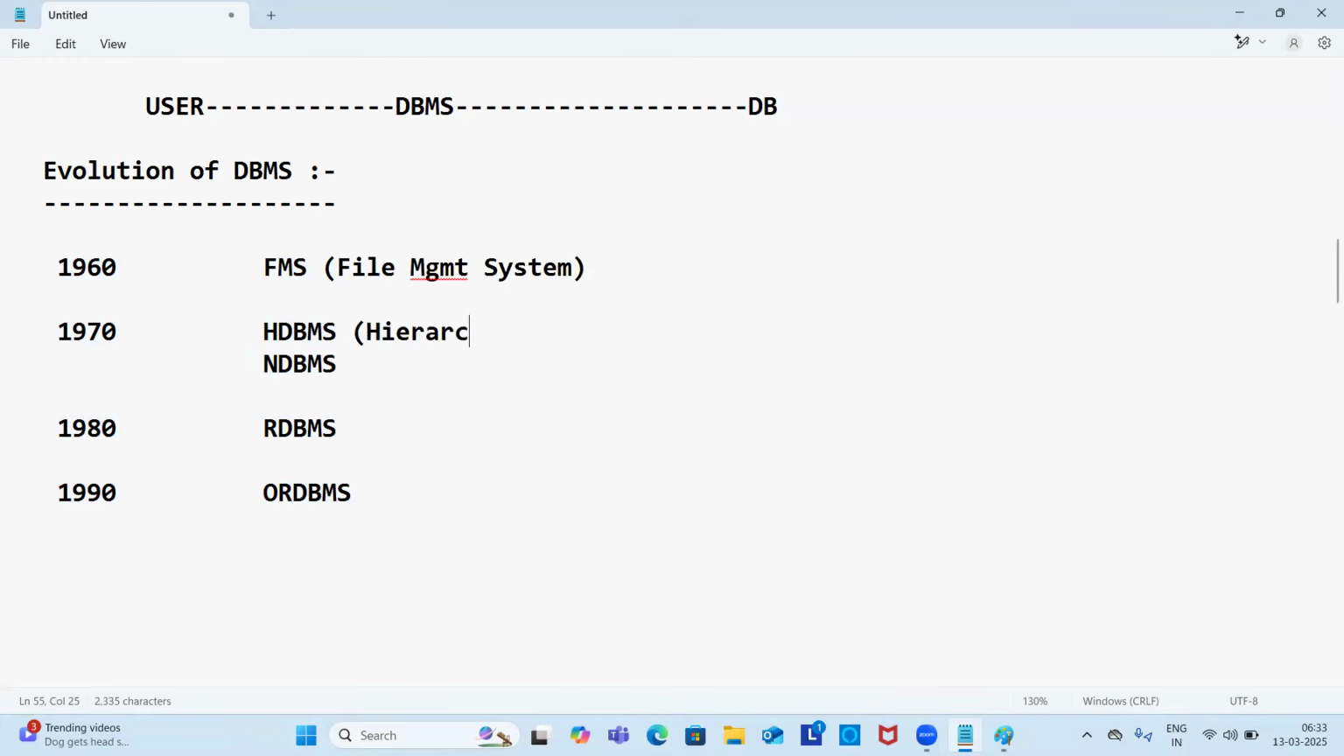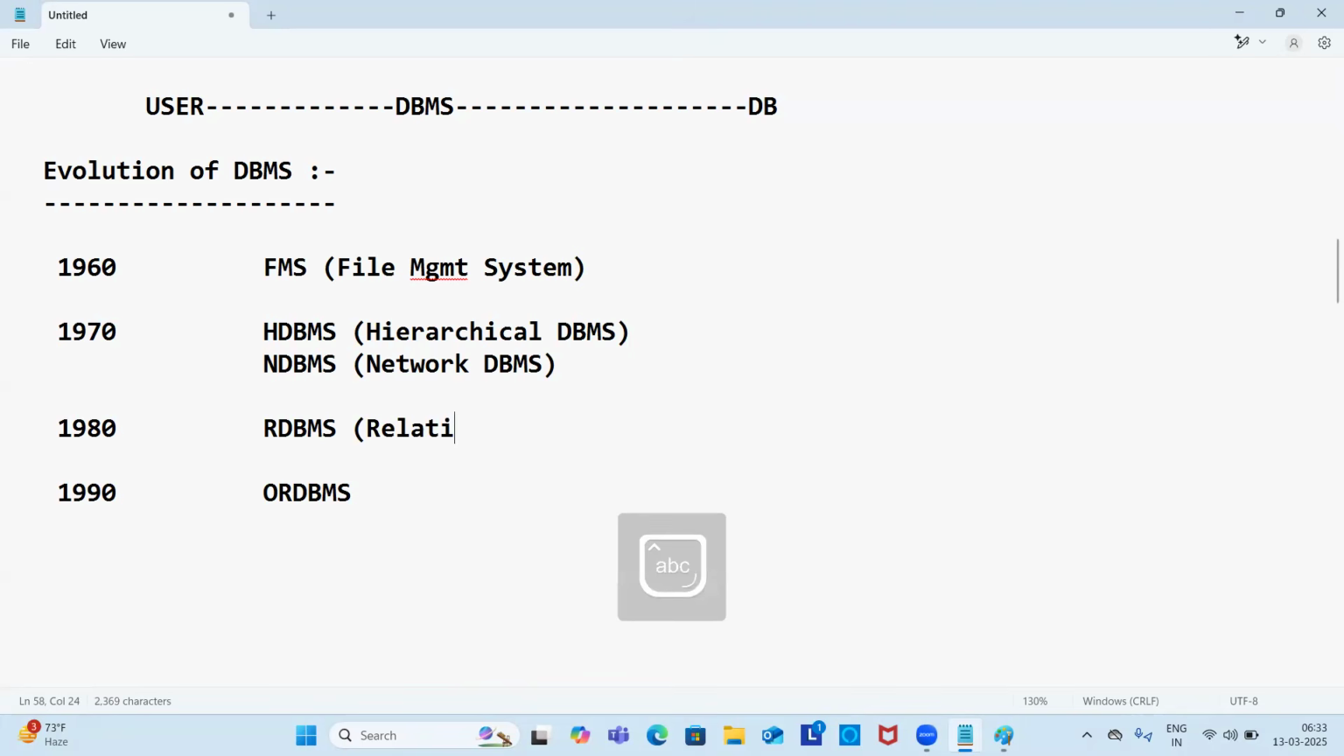What does HDBMS stand for? Hierarchical DBMS. Next, NDBMS: Network DBMS. RDBMS: Relational DBMS. What does ORDBMS stand for? Object Relational DBMS.